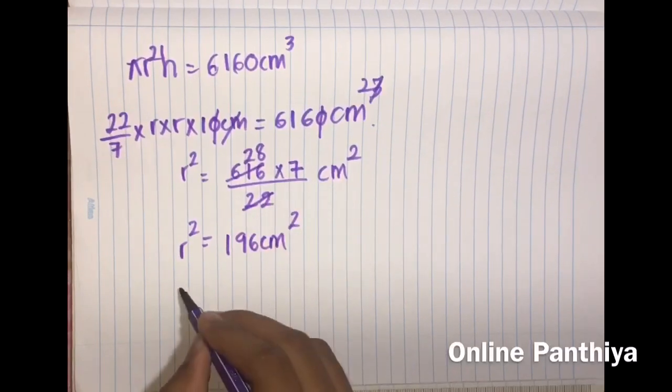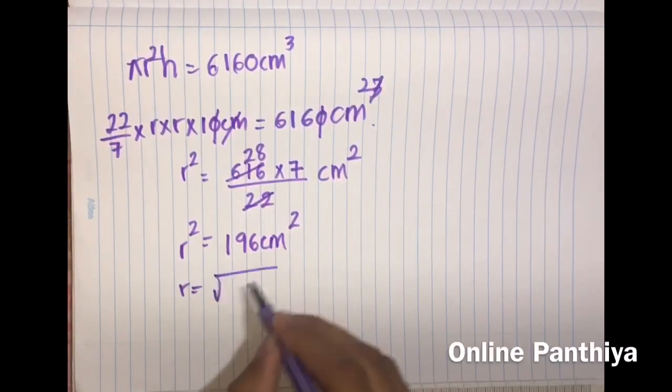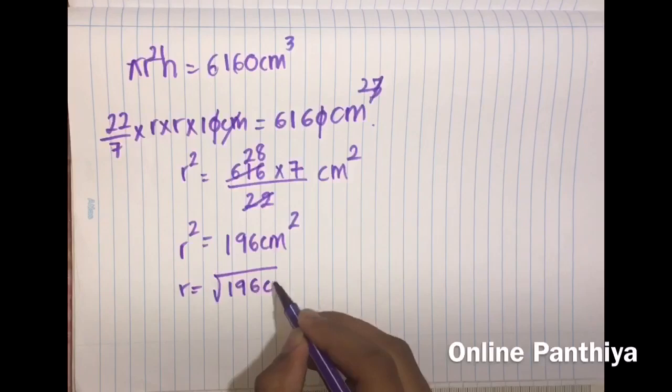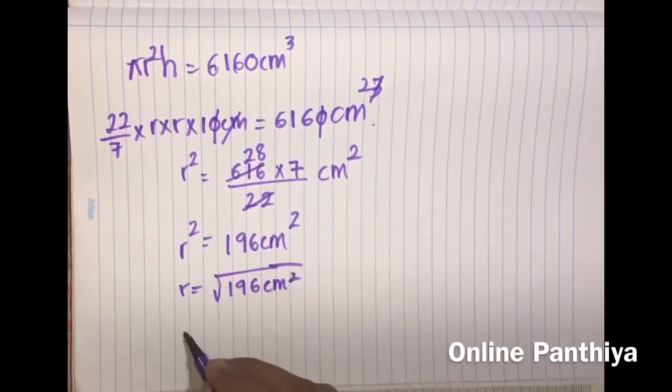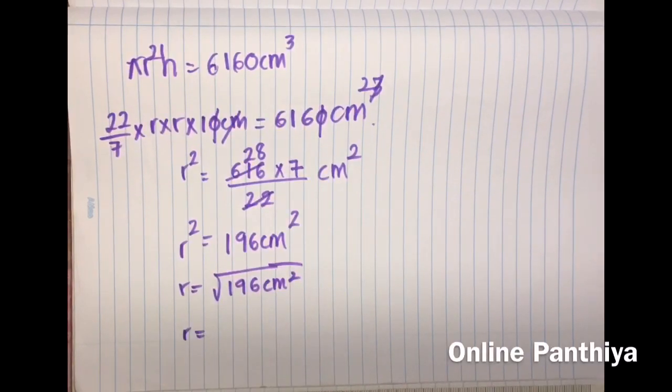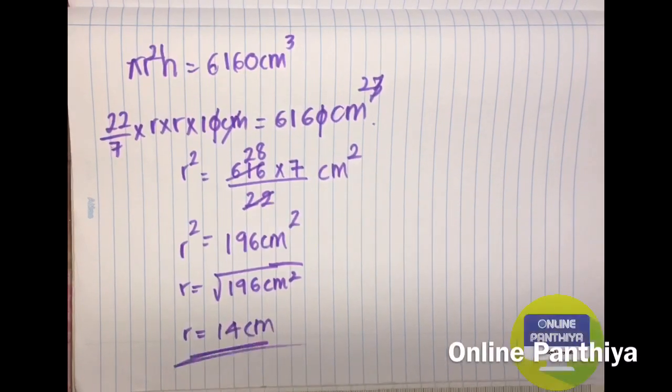Okay, how do we find r now? Take the square root of 196 centimeter squared. Yes, it will give you 14 centimeters. Is that clear?